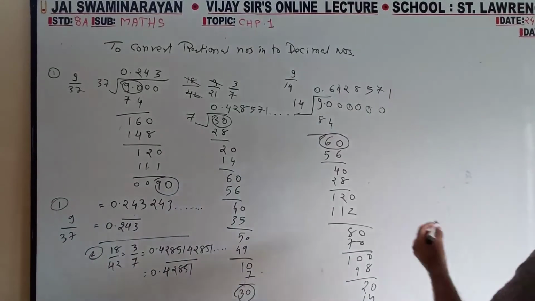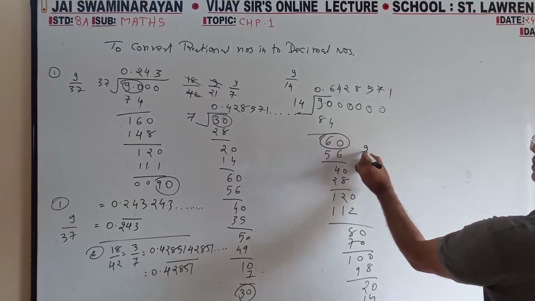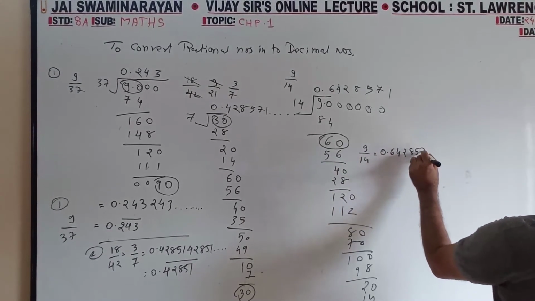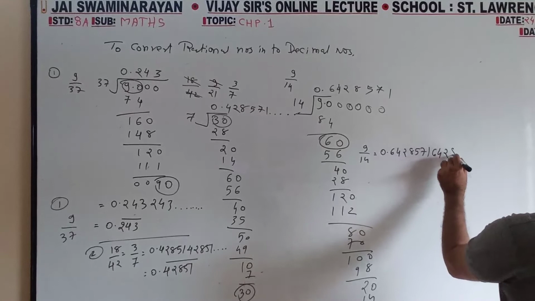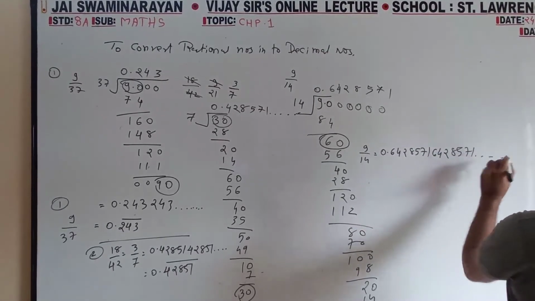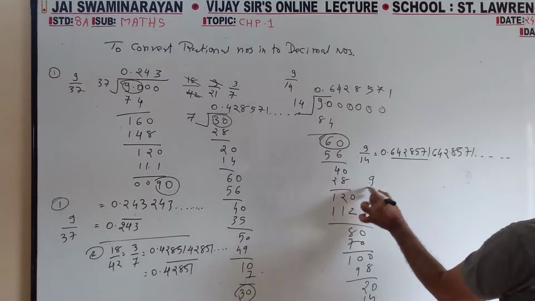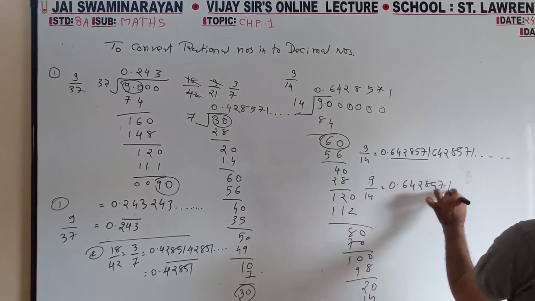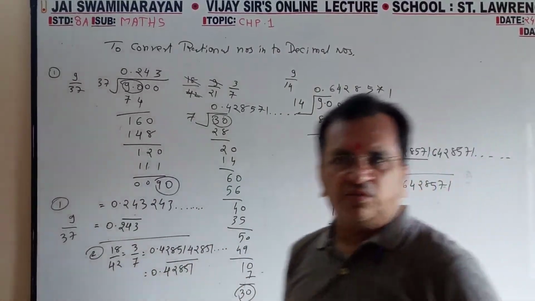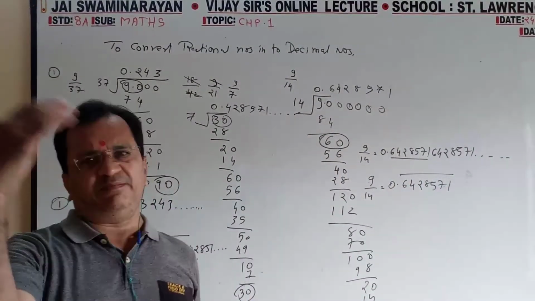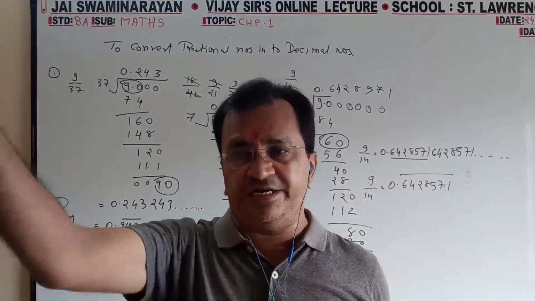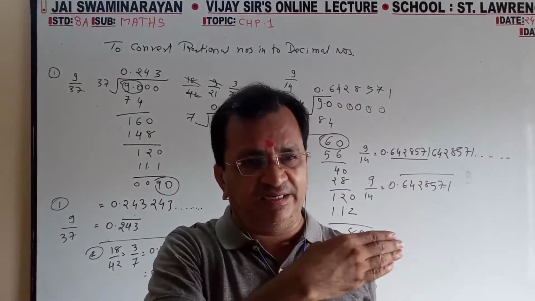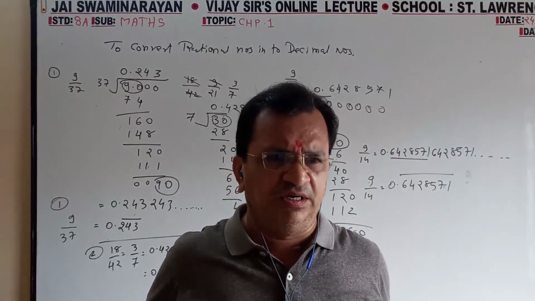So what will be the answer? 9 by 14 is 0.6428571, 6428571 and so on. So this much is recurring. So 9 by 14 is equal to 0.6428571 with an upper line. What is the meaning of upper line? That the same number will be coming again and again. We can divide an infinite number of times. It is a long division.